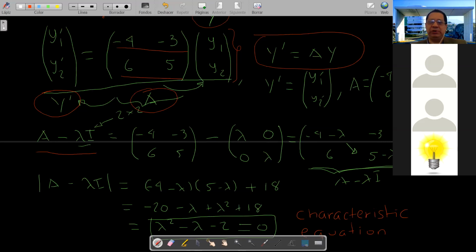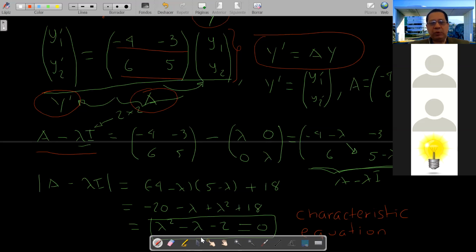You will use this matrix A minus lambda I to get two important things. First, the eigenvalues, and from the eigenvalues you will get the eigenvectors. And why are they so important? Because the solution for this type of system of equations involves using the eigenvalues and the eigenvectors.